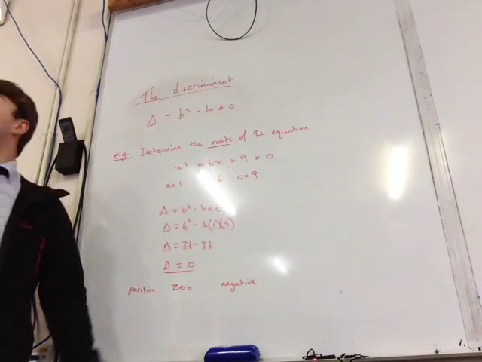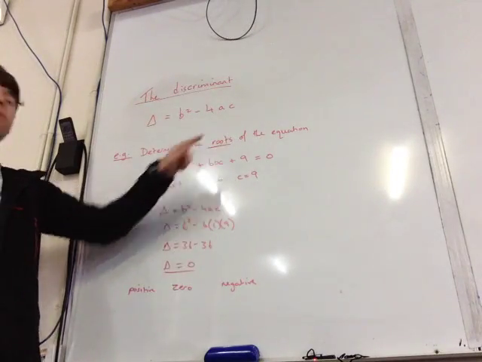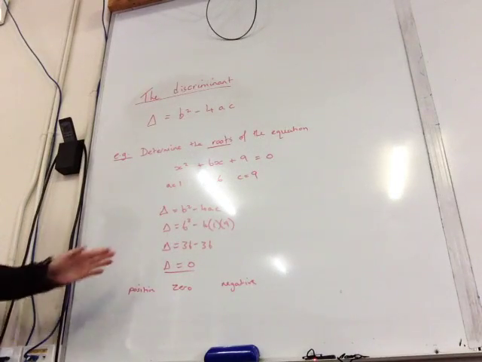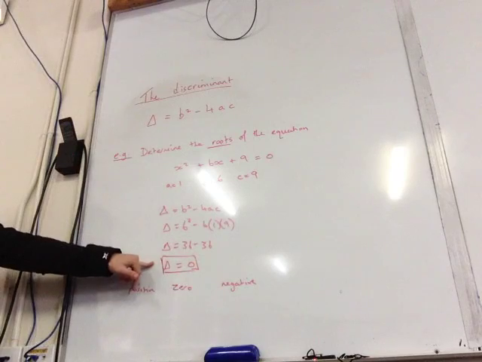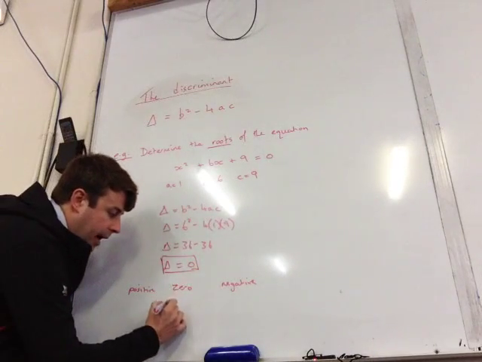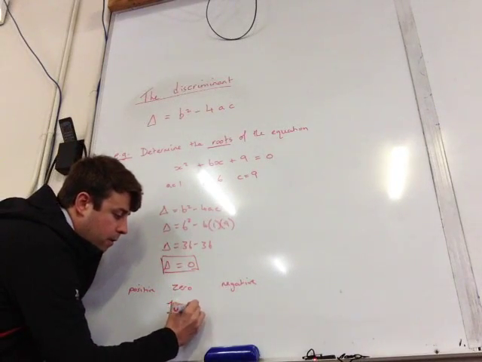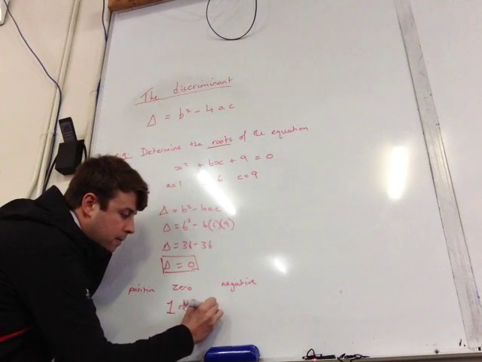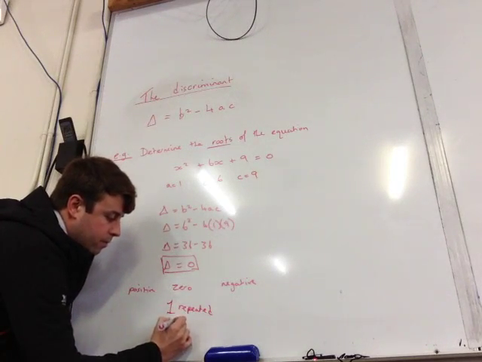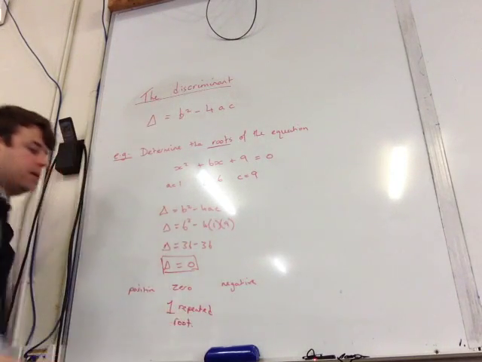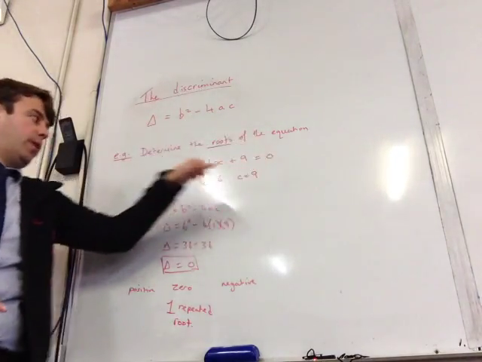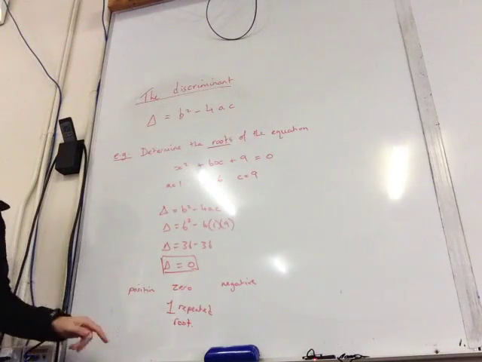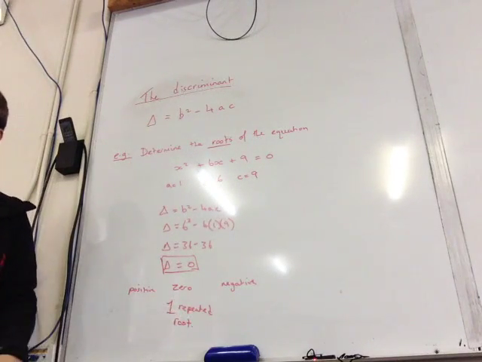Alright? So if you are trying to determine the nature of the roots of the equation, you are first of all working out what the discriminant is. If it's 0, it has one repeated root. It has one repeated root. I'll show you the diagram of that in a moment. So the answer to this, determine the roots of this equation, you'd show this working, and your answer would be, it has one repeated root.